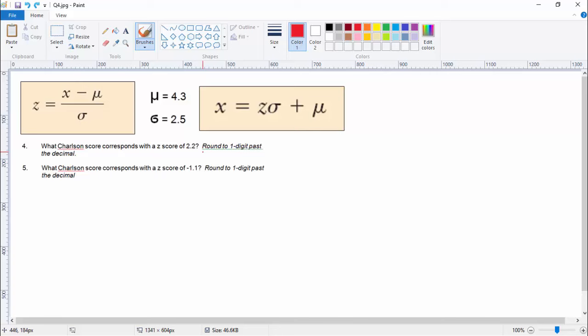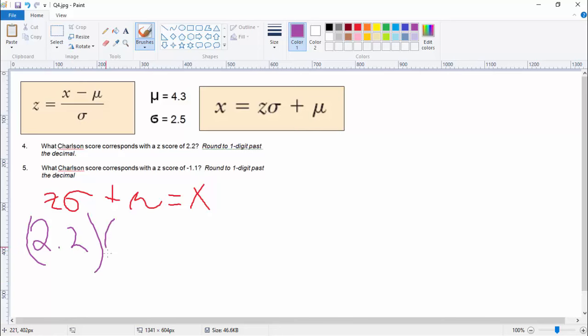And we're going to do z times the population standard deviation plus the mu equals the x that we're trying to find. I have to rewrite this each time. So let's just fill it in. We've got to use a pretty color. So z is 2.2 in the question. And then we've got our old friend standard deviation we keep using. And what's next? Plus mu. So mu is 4.3.